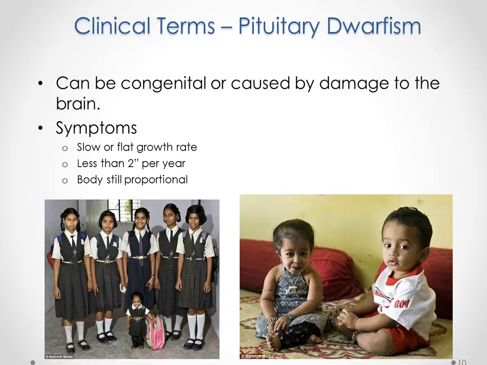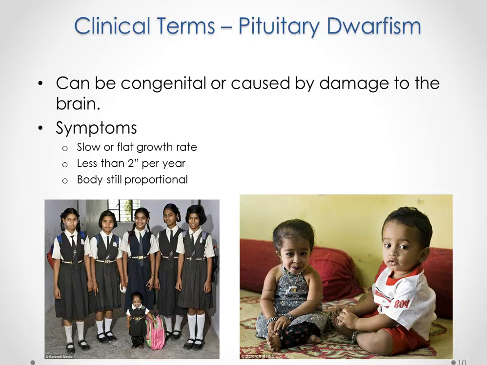The next clinical case is called pituitary dwarfism. This is a hyposecretion of growth hormone. So the body is not producing enough of the growth hormone. This could be congenital, where the individual was just born with lower levels of growth hormone, or it could be caused by some sort of damage to the hypothalamus or to the pituitary gland, which causes it to stop producing the growth hormone.